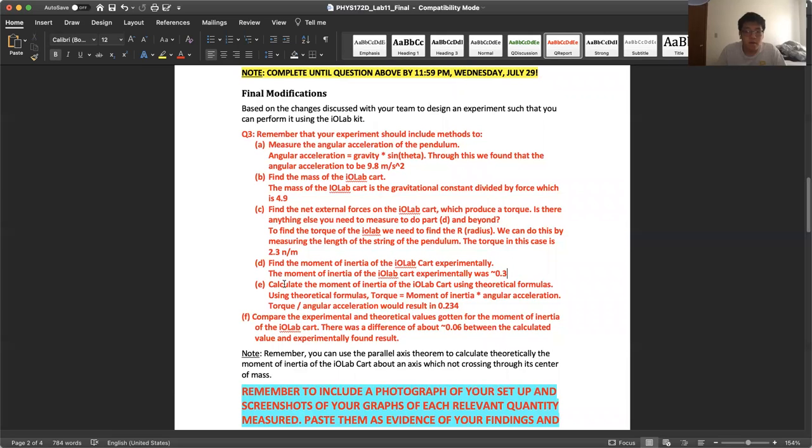Okay, cool. And then calculate the moment of inertia of the IOLab cart using theoretical formulas. The theoretical formula I use is torque equals the moment of inertia times angular acceleration. Since we found angular acceleration in part A and torque in part C, set them equal and do torque divided by angular acceleration, and that was around 0.234.